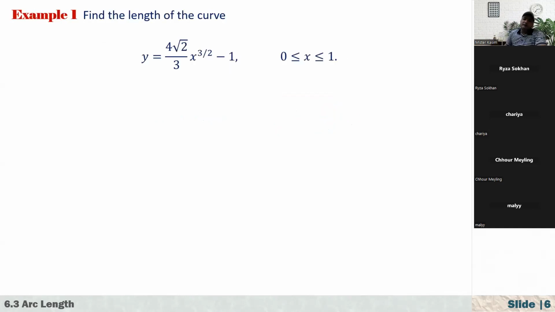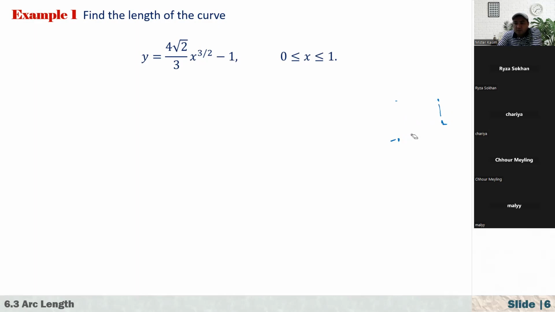Example: find the length of the curve. Suppose that we are given this kind of curve. What kind of curve is it? When x equals 0, it is -1, and when x equals 1, it is something. So maybe it is some kind of curve like this. This one is -1, and this one is at x equals 1. So what is the length of this curve?